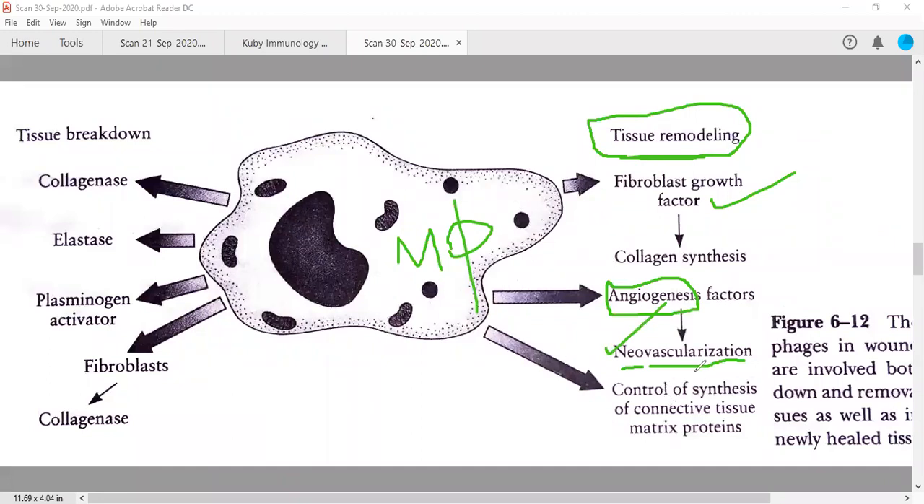Okay, so control of synthesis of the connective tissue matrix proteins. Some of the matrix proteins in the tissues are also under the control or regulation of macrophages. They actively take part in tissue remodeling and removing the dead cells from the tissues. All right.